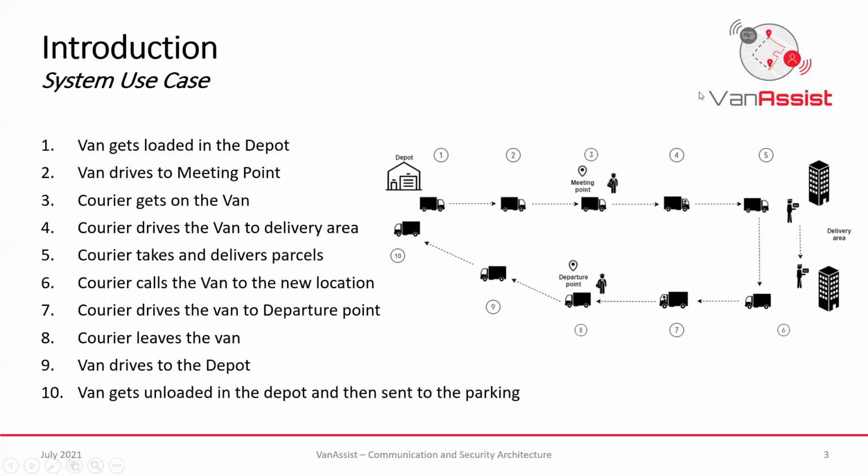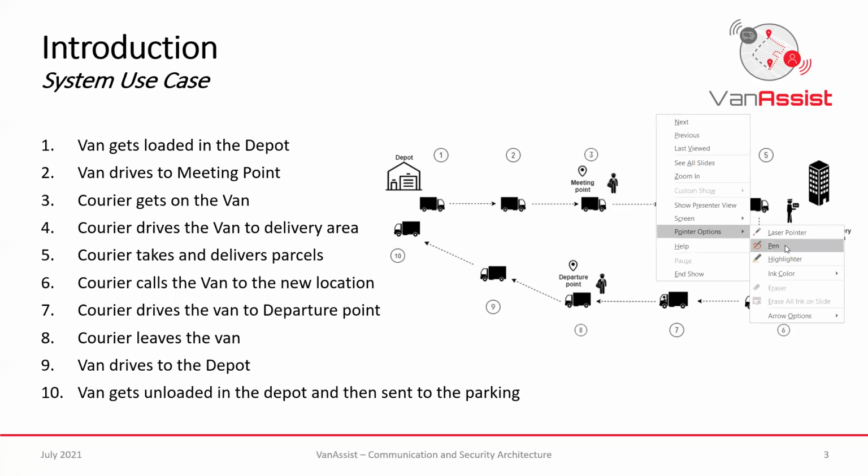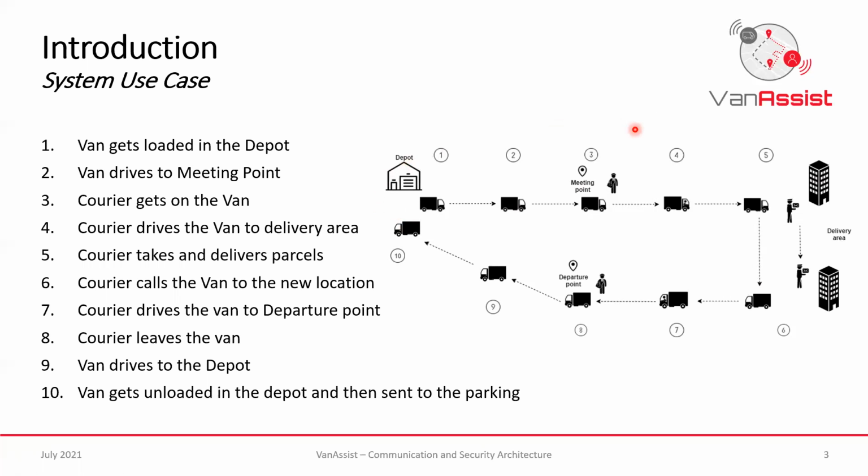As you can see here, this picture shows the overall use case of the system, which consists of 10 steps. In the first step, a van gets loaded in a depot. Then in the second step, the van autonomously drives to the meeting point without any driver. In the third step, the courier gets on the van at the meeting point.